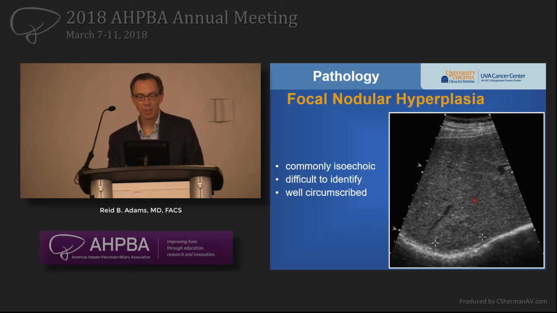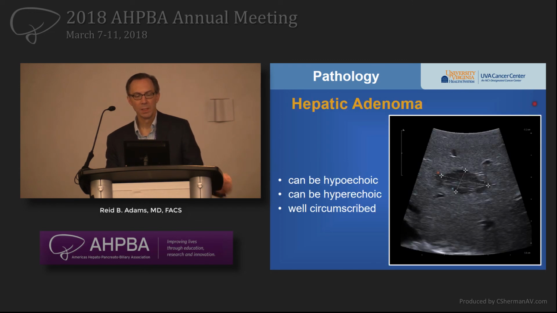Focal nodular hyperplasia, if we hadn't marked this, would be very difficult to see, but they tend to be isoechoic. Again, well circumscribed, and these lesions are easy to miss, particularly in a fatty liver and a liver that has a little bit more echogenicity than normal parenchyma. Hepatic adenoma can have variable appearances, hypo or hyperechoic. They also tend to be well circumscribed.